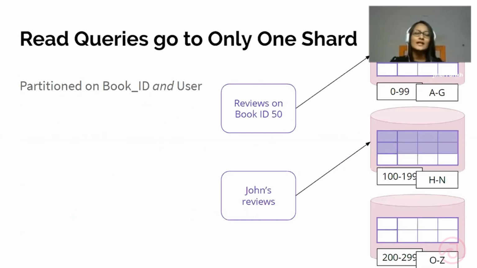So what happens here is that since you have partitioned on both user ID, as you can see on the right, user name and the book ID, your read queries go to only one shard. So for book ID 50, since you know it will fall in the first shard, it will go there. And for John's review, since the letter is J, you know the partition, and it will go to the second shard. And since we're using partitioning by two columns, the data in a particular shard is the union of these two keys. It's not the intersection. You have copies, basically.